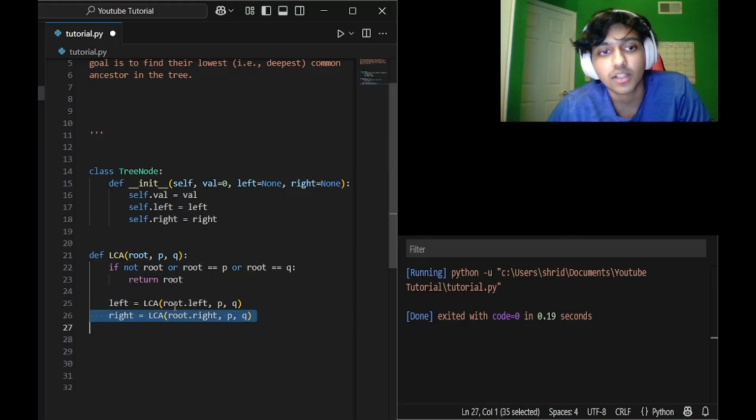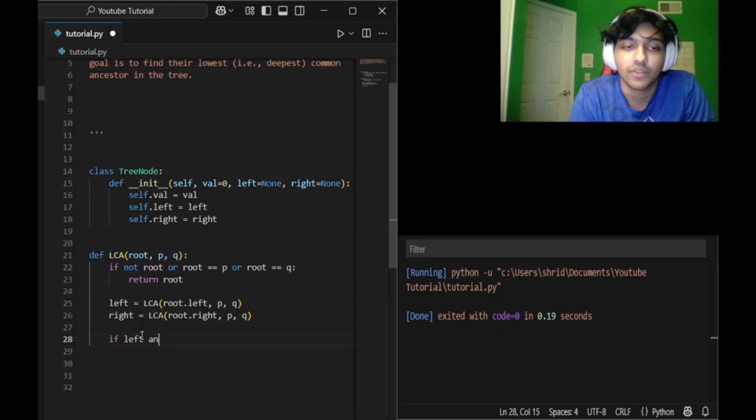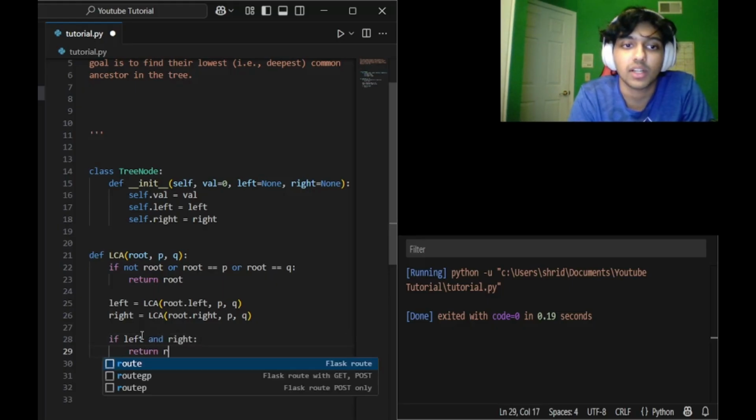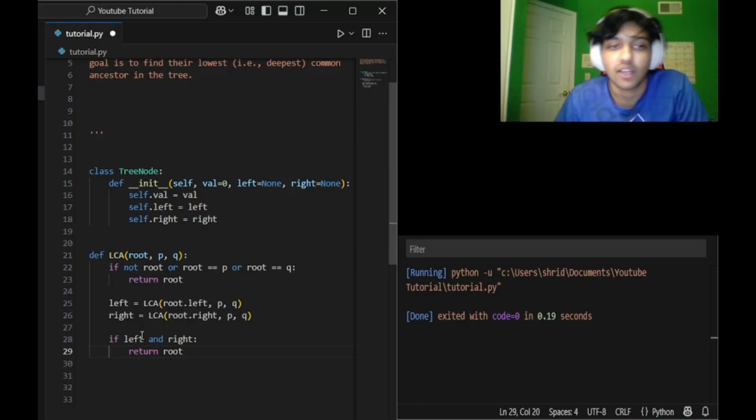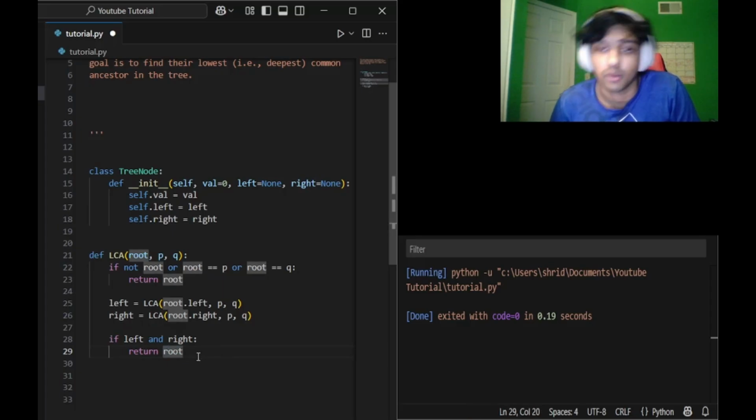If left returns something and right returns something, then we're just going to be returning the root. Because if we know that the left subtree has P and the right subtree does have Q, or vice versa, if the left subtree had Q and the right subtree had P, if we know that's true, then the lowest common ancestor is going to be the root value.